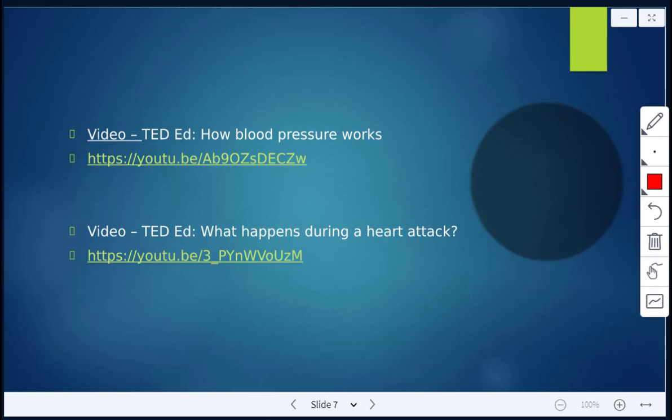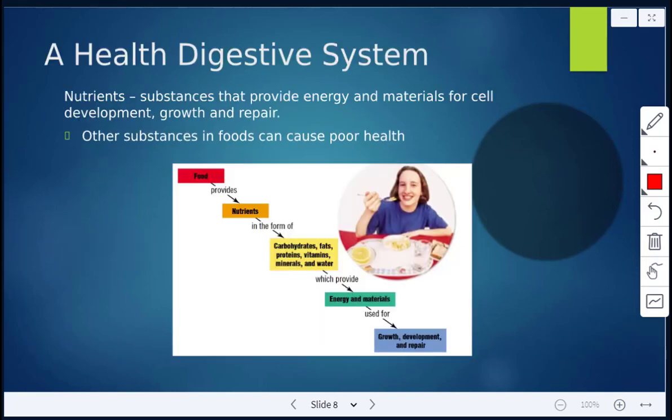I'm going to pause. Okay, so next we are looking at the digestive system. Nutrients are the substances that provide energy and materials for cell development, growth, and repair. Other substances in foods can cause poor health, like we talked about, saturated fats, too much salt and sugars and so on. Looking at this chart, food provides nutrients in the form of carbohydrates, fats, proteins, vitamins, minerals, and water. Those provide energy and materials which are used for growth, development, and repair.